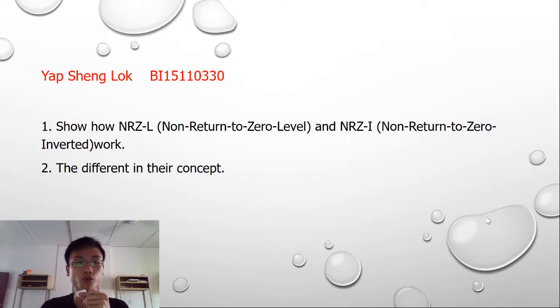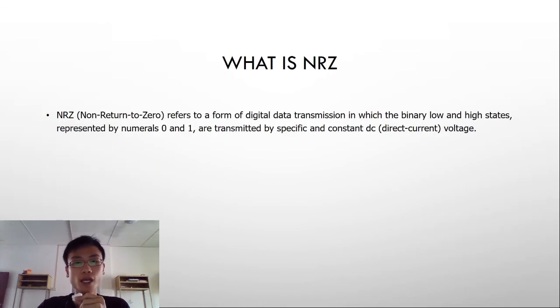Today I will show you how the NRZL and the NRZI work and the difference in their concept. Before that, I will tell you what is NRZ. NRZ stands for non-return to zero, referring to a form of digital data transmission in which the binary low and high state, represented by numerals 0 and 1, are transmitted by specific and constant direct current voltage.